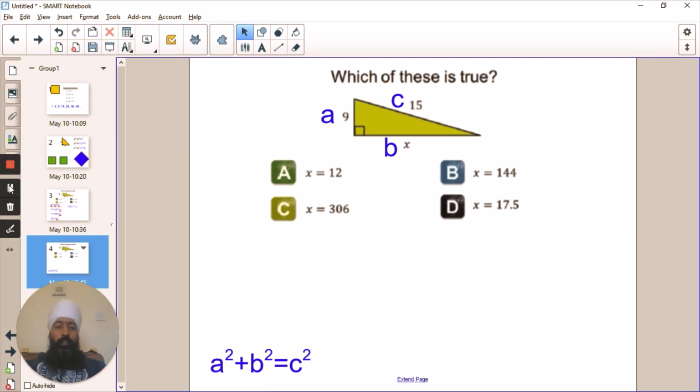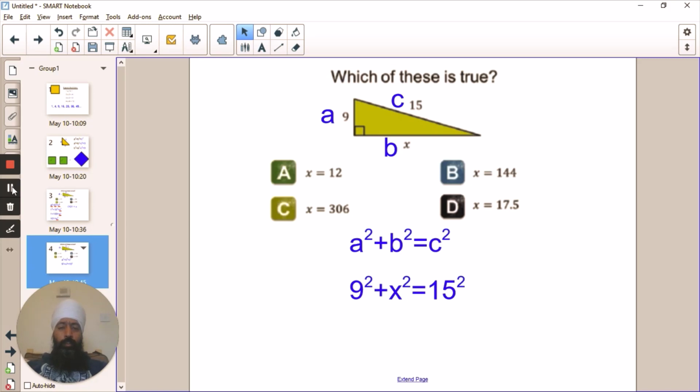Brilliant, well done. So the first step here would be to label the triangle again. A and B are the shorter sides, and C is always the longer side of the triangle. The next step is to substitute those values of the lengths into the formula a squared plus b squared equals c squared. So if I substitute those values for a, b and c into the formula, I end up with 9 squared plus x squared is equal to 15 squared.